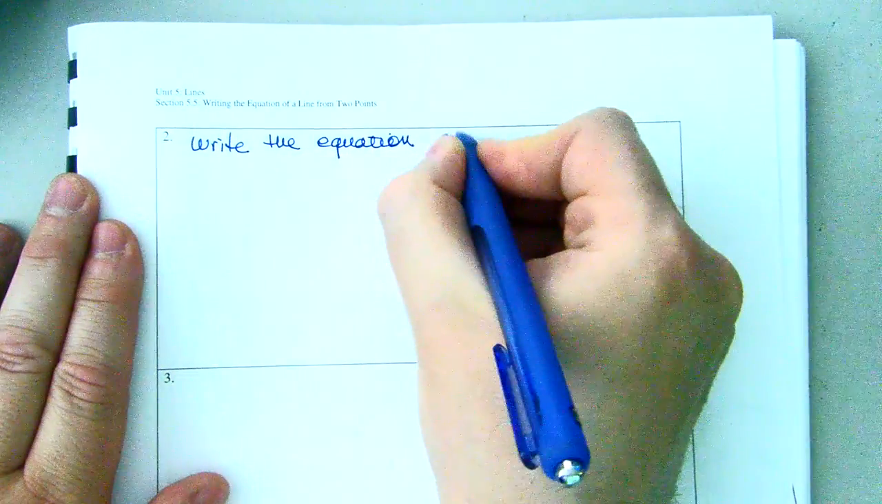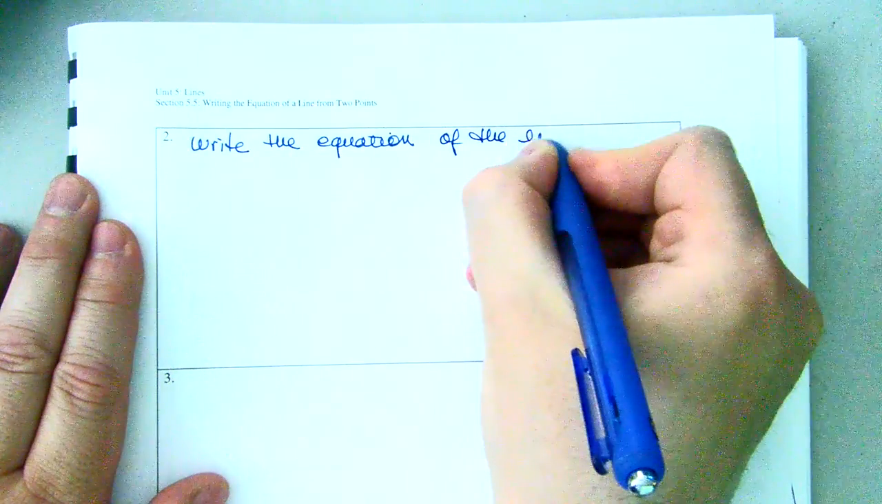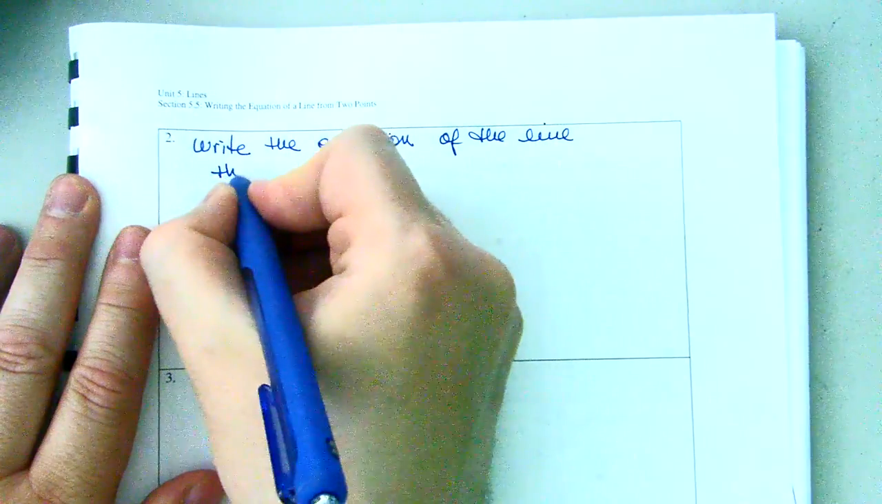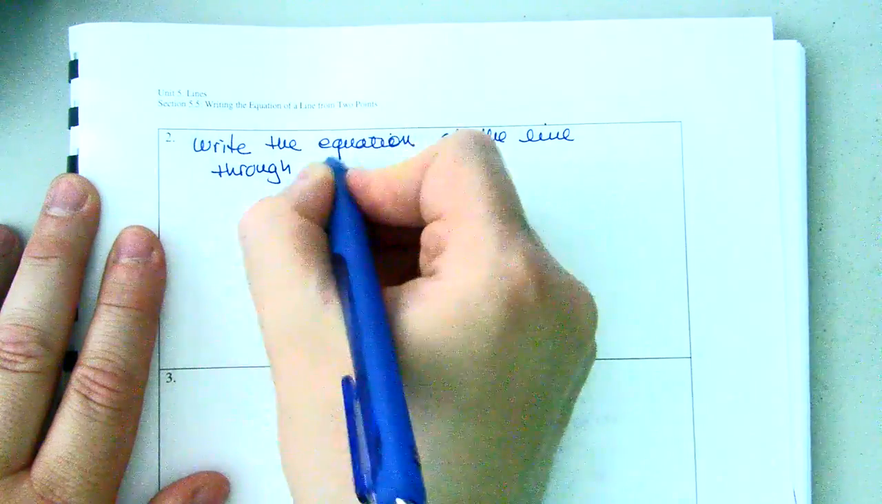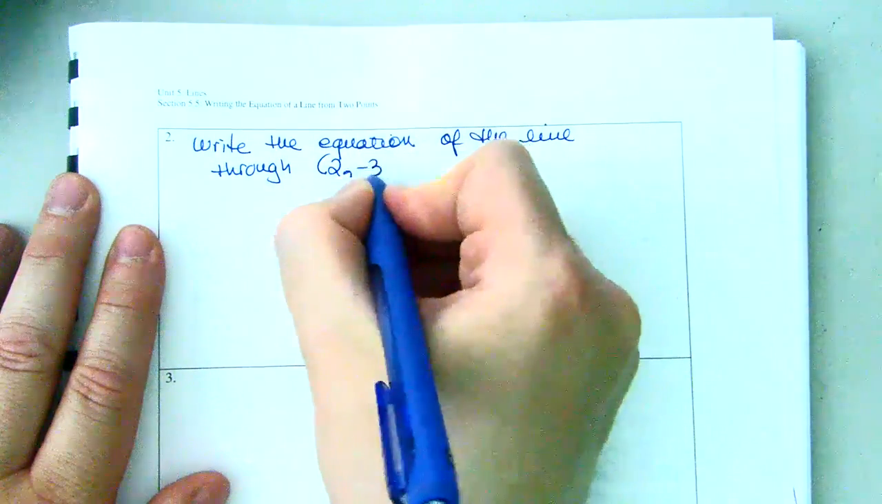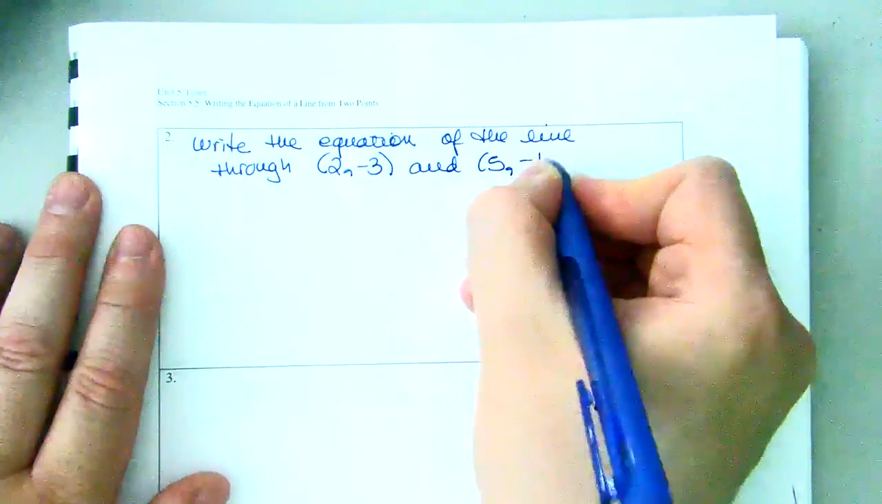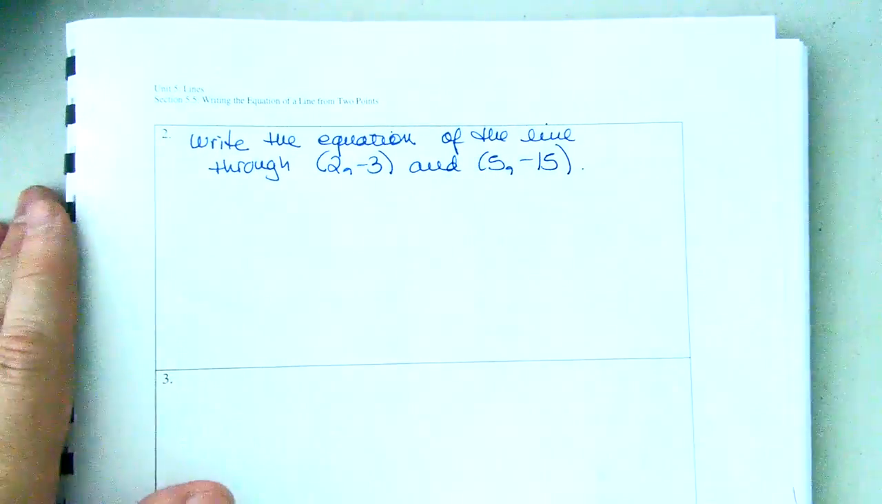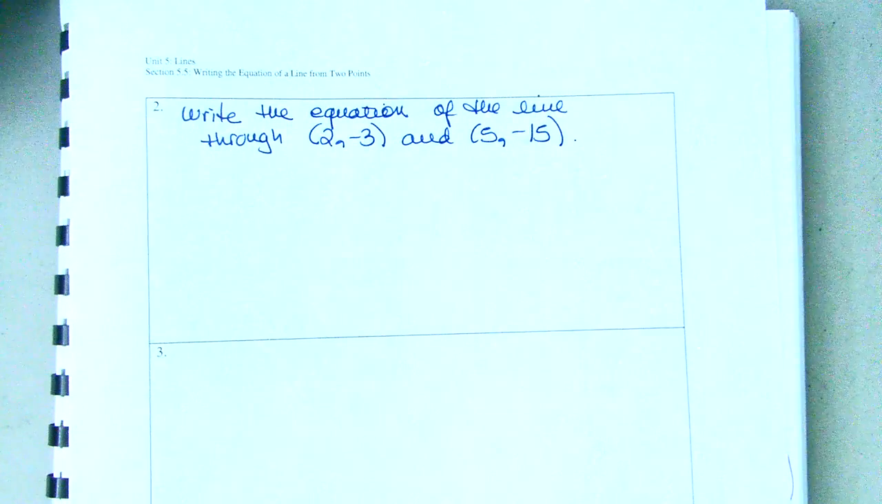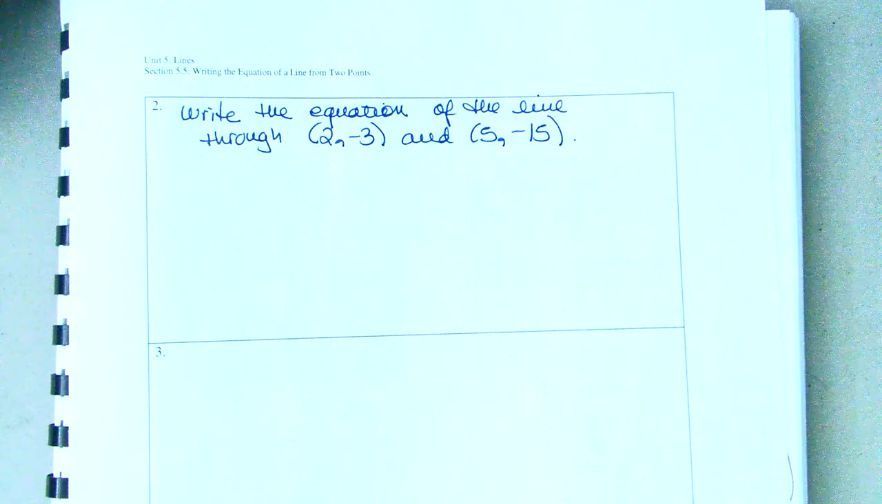We are going to write the equation of the line through 2 comma negative 3, and 5 comma negative 15. Let's write this problem down. We're going to write the equation of the line through those 2 points.